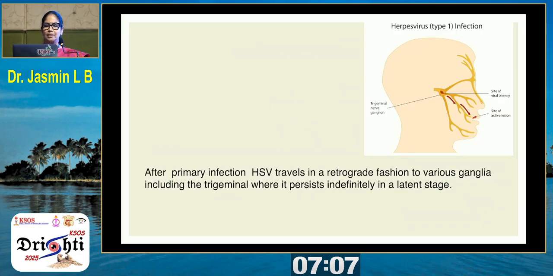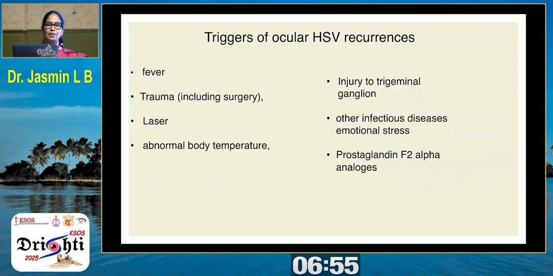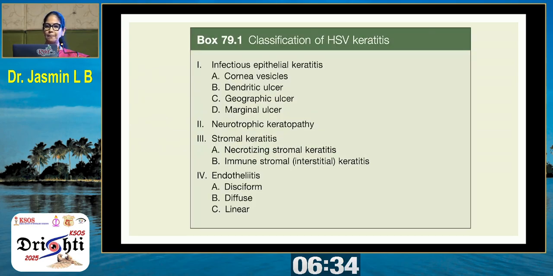After the primary infection, HSV travels in a retrograde fashion to various ganglia, including the trigeminal ganglia, where, when host immunity decreases, reactivation occurs and it causes recurrent infection. So what we are seeing in our clinics are recurrent infections. Primary infections usually won't seek medical attention. Following some triggering factors, they usually cause recurrences, like fever, cataract surgery, excimer laser, PRP lasers, etc.